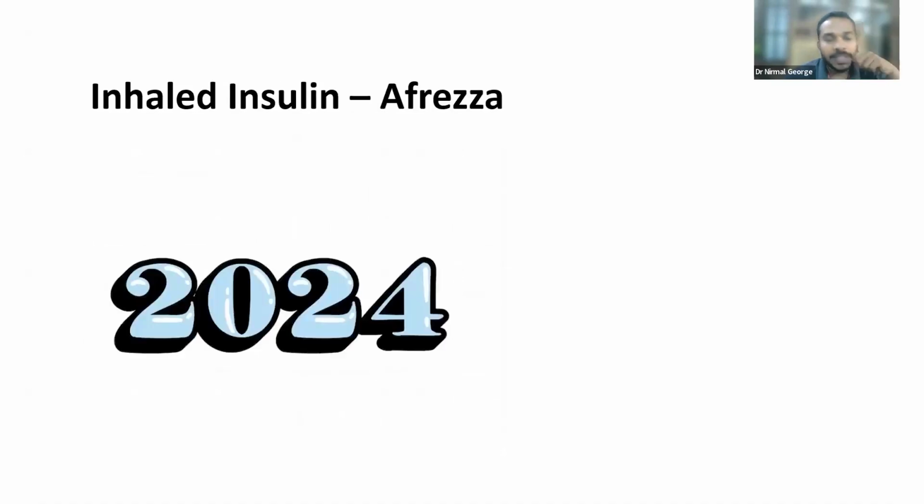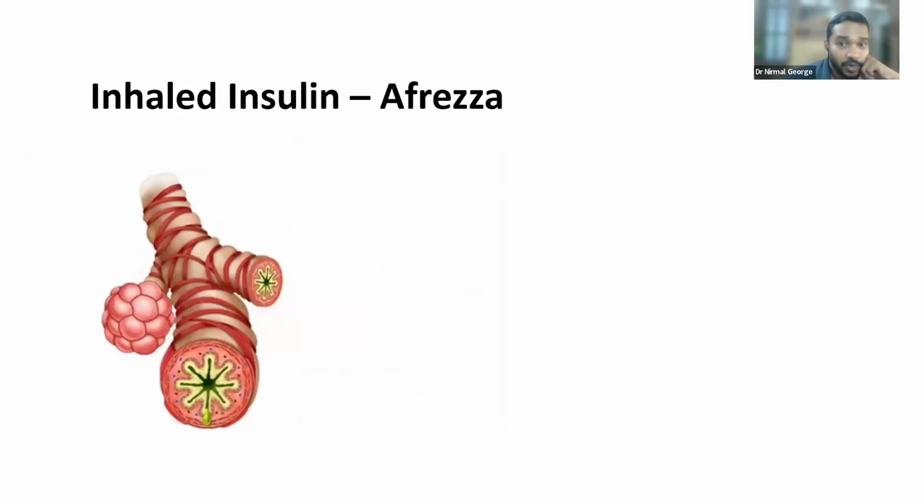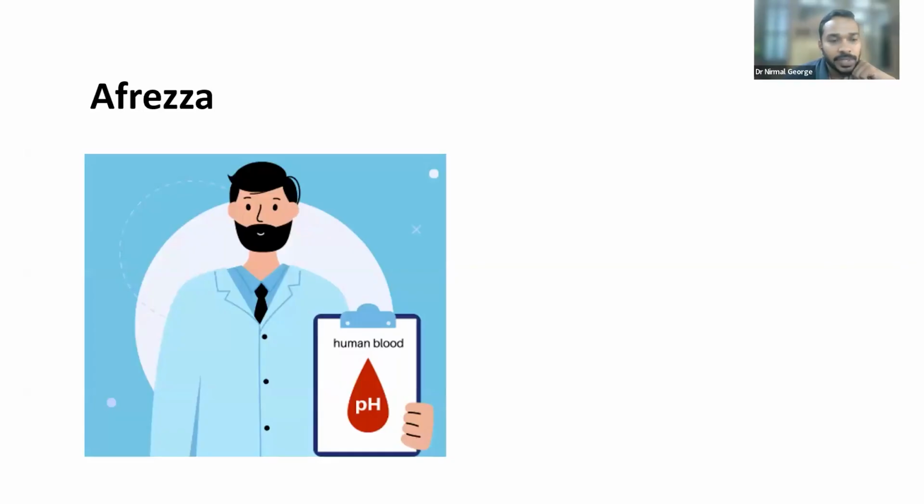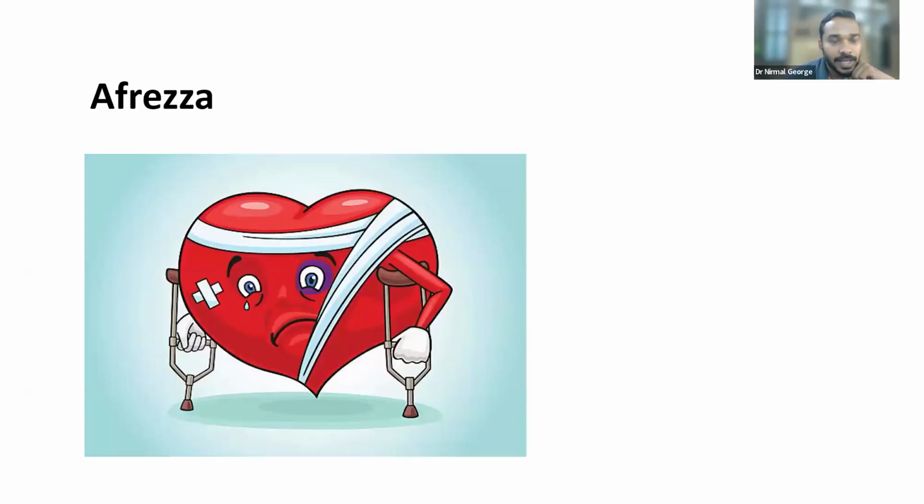And the major drawback of Afrezza is that it produces bronchospasm. So it cannot be used in patients who have bronchial asthma or COPD. It also increases the risk of lung carcinoma. It can also produce diabetic ketoacidosis, and it can produce cardiac failure. So it is used for better glycemic control in patients with diabetes mellitus. So these are the short-acting insulins.